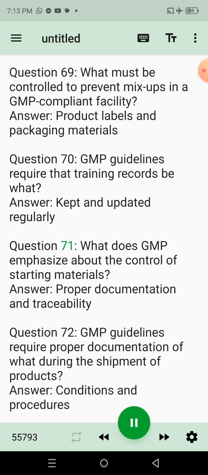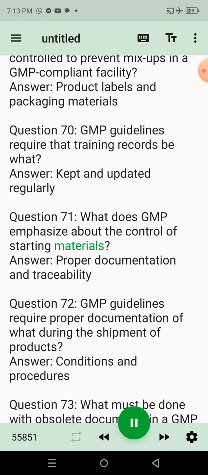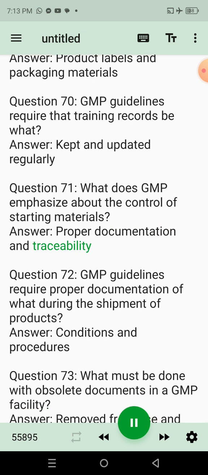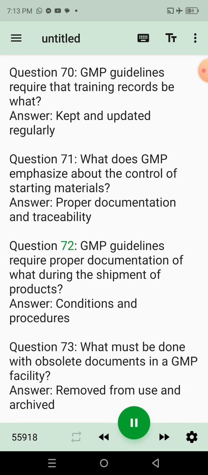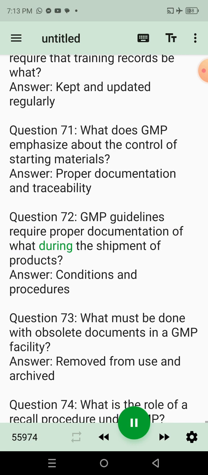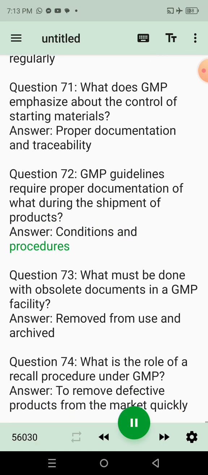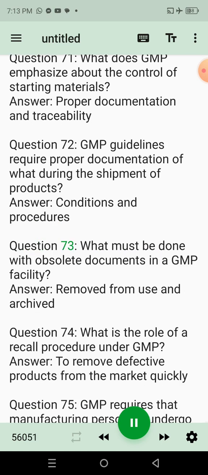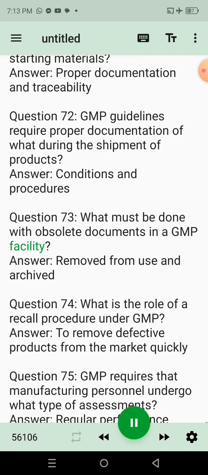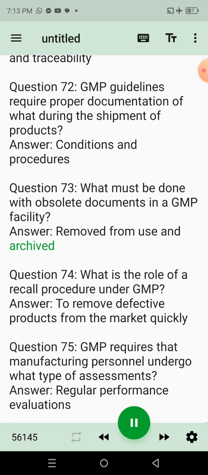Question 71. What does GMP emphasize about the control of starting materials? Answer: proper documentation and traceability. Question 72. GMP guidelines require proper documentation of what during the shipment of products? Answer: conditions and procedures. Question 73. What must be done with obsolete documents in a GMP facility? Answer: removed from use and archived.